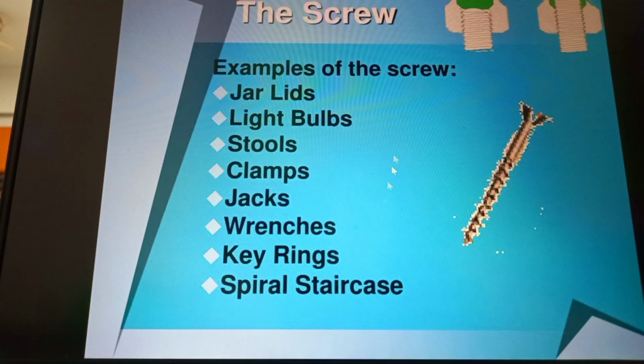Examples of screw: jar lids, to cover our bottles, containers, or vessels. Next, we have light bulbs, stools, clamps, jacks, wrenches, key rings, spiral staircase.